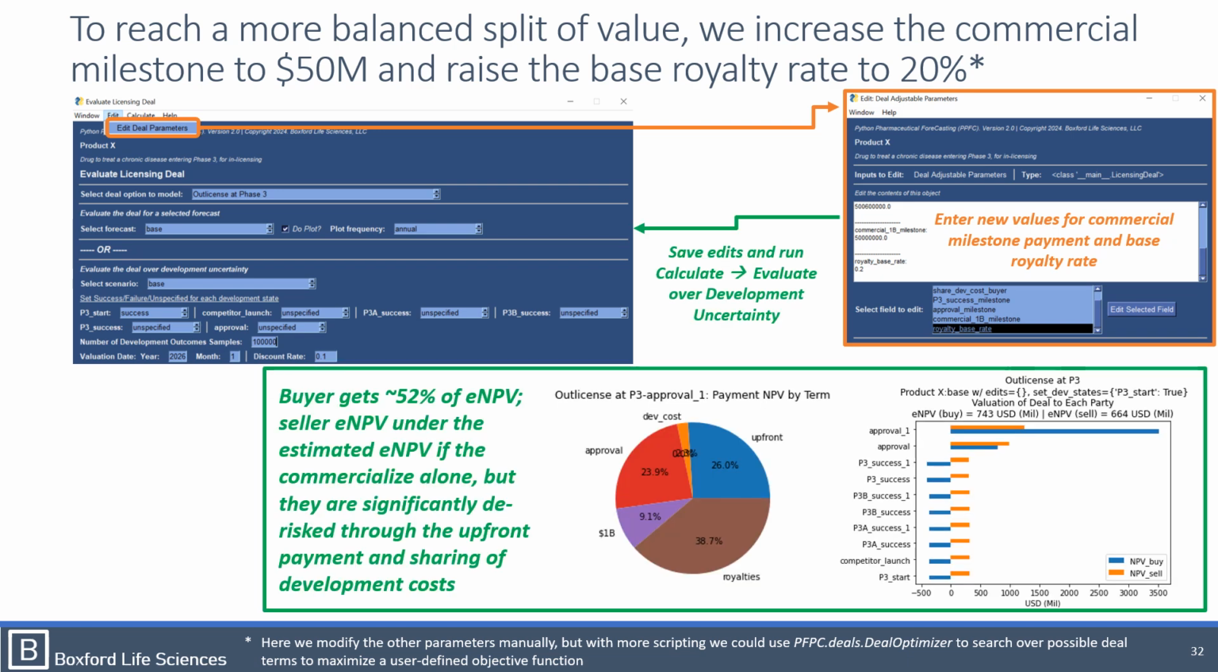And then when we save those edits and run again, evaluate over development uncertainty, we find that now the buyer gets 52% of expected net present value. The seller realizes the remaining 48%. And that's a seller expected net present value that's under the value if they launch the asset themselves. However, they're now significantly de-risked through the upfront payment and the sharing of development costs, so it still can be a mutually acceptable deal. Now we could continue to tune these. We could call a built-in deal optimizer in PPFC to maximize an objective function by changing the deal terms. In practice, these deal terms are going to be set by negotiation.